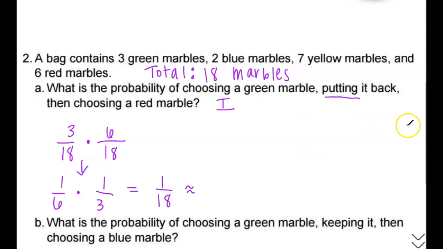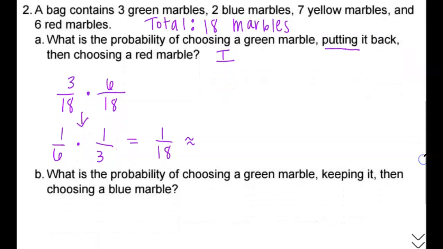If he would not have put it back, good question. 6 over 17. Yeah, you go down 1 because they kept it. So 17. Oh, okay. Yeah, that's all that changes. So it'd be 6 over 7? Yes. The total changes. 1 over 18 is 0.05555, repeated. So 0.056.